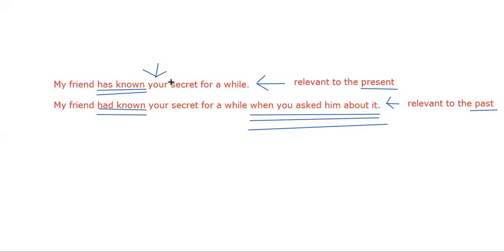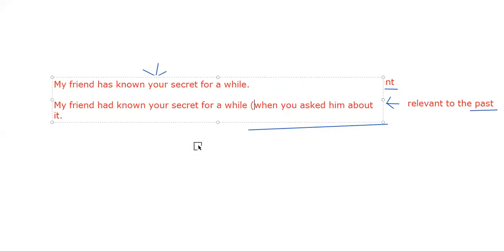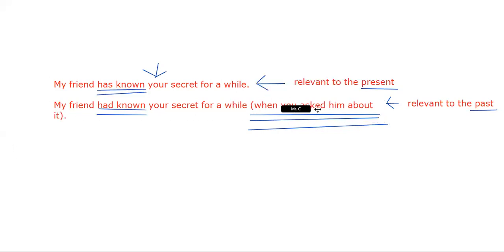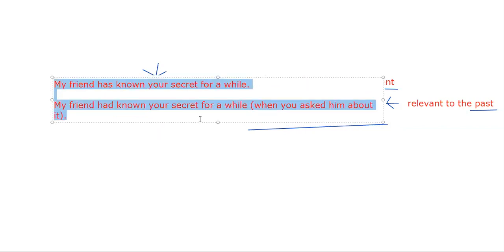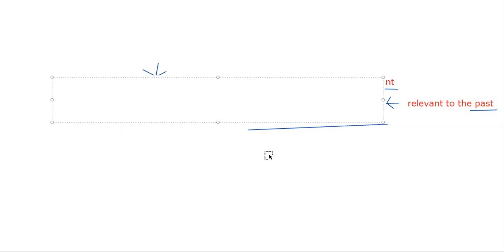So you could have a sentence like this, where the parentheses indicate that this is not stated but implied: when you ask them about it. It's just implied, and it could work like that. But again, the past perfect needs additional context to make sense. Hopefully that answers your question.